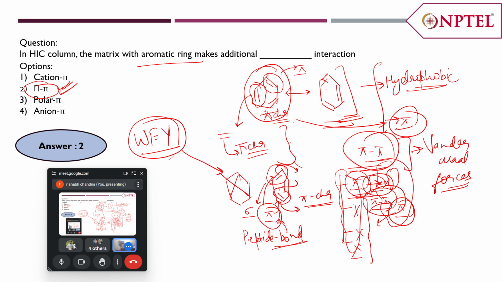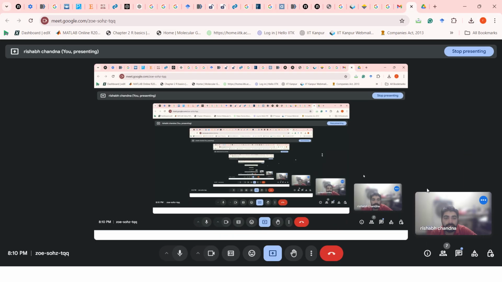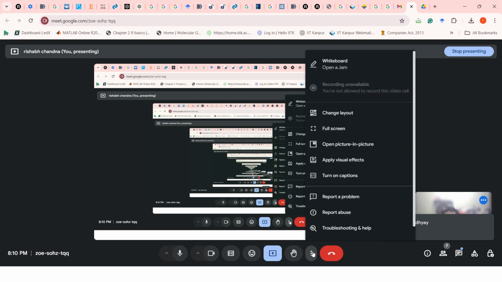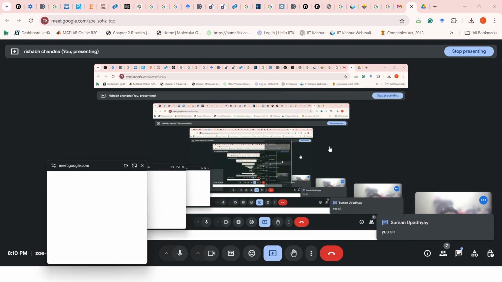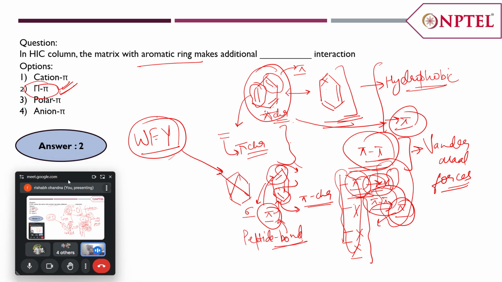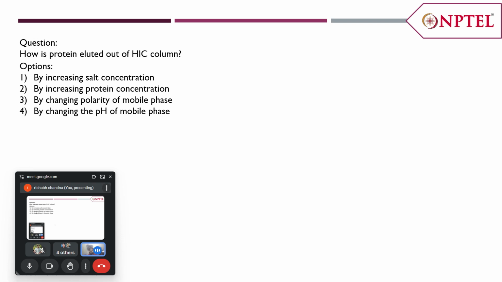So, is the question clear now? Okay. So, let's move forward. How is protein eluted out of the hydrophobic interaction column? By increasing the salt concentration, by increasing the protein concentration, by changing the polarity of the mobile phase, or by changing the pH of the mobile phase. What can be the correct answer?